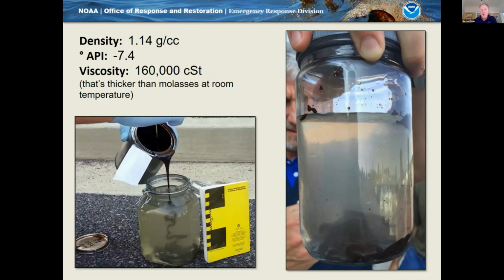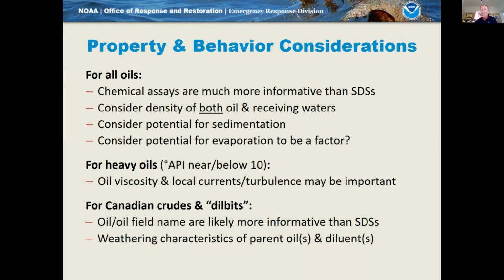So just to wrap up the property and behavior considerations before I get into some transport topics. It's important to know what your oil is, and you can find that out by chemical analyses, although that may take some time. But chemical analyses are going to be way more informative for these sorts of questions than your standard safety data sheets, which are oftentimes very generic. You need to consider both the density of the oil and the receiving waters, as well as the potential for sedimentation and evaporation to be a factor in a particular response.